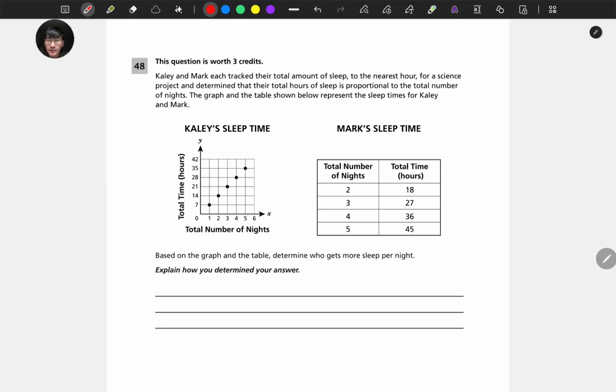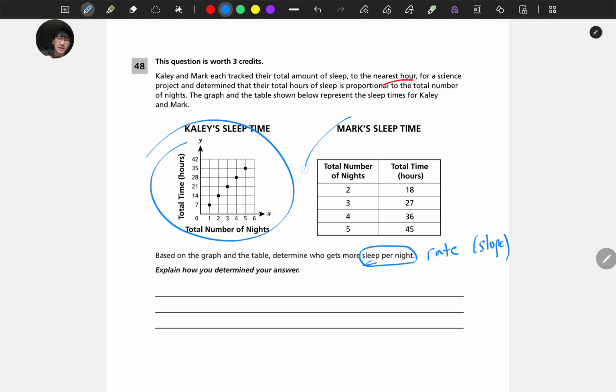So here, 2 people are tracking their total sleep to the nearest hour for a science project and determine that their total sleep is proportional to the, yada, yada, yada. Based on the graph and table, determine who gets more sleep per night. So sleep per night. So this is talking about a rate, okay? Rate, I'm thinking about ratio, I'm thinking about slope. So you have to think about the rate of change of the 2 variables that they're giving you. They gave you Kaylee's as a graph and Mark's as a table, okay?